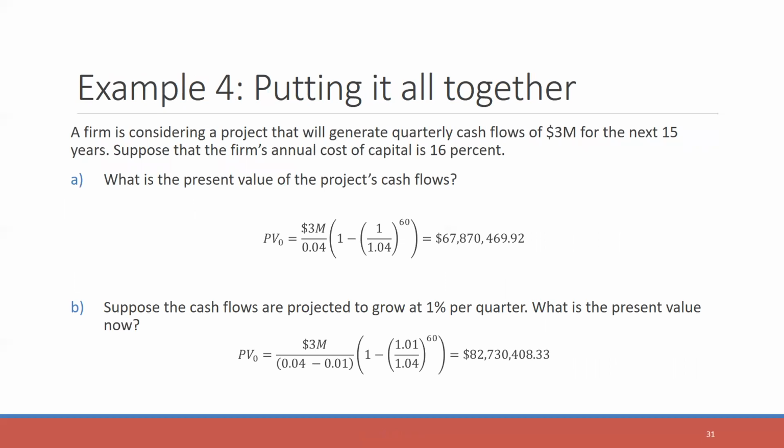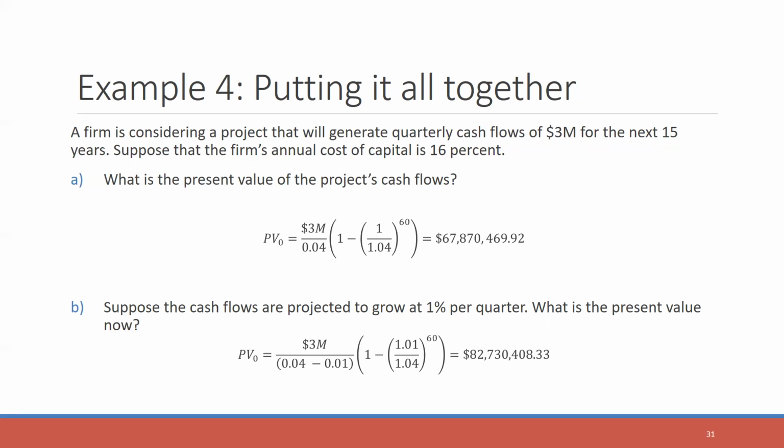Putting it all together, a firm is considering a project that will generate a quarterly cash flow of $3 million for the next 15 years. Suppose that the firm's annual cost of capital is 16%. What is the present value of the project's cash flows? So a few things. First, the project will generate a quarterly cash flow of $3 million. So this isn't an annual cash flow, it's a quarterly cash flow. We know the firm's annual cost of capital is 16%.